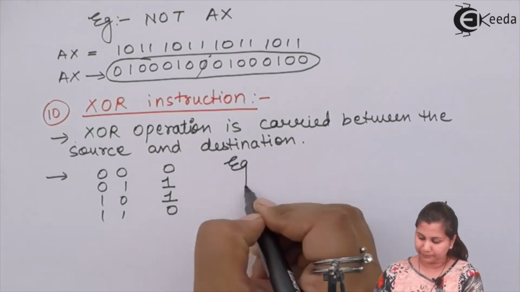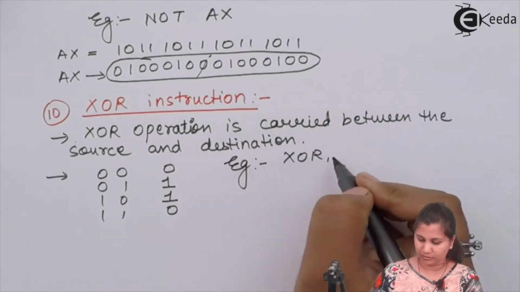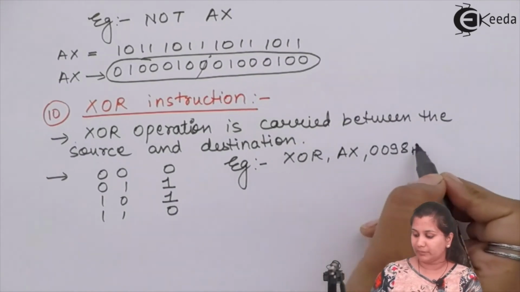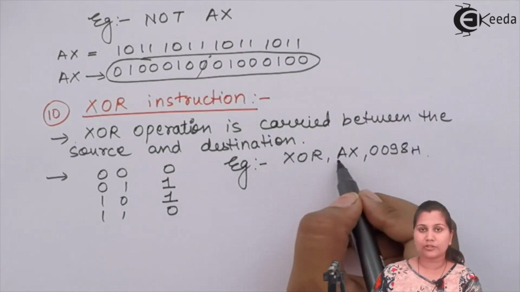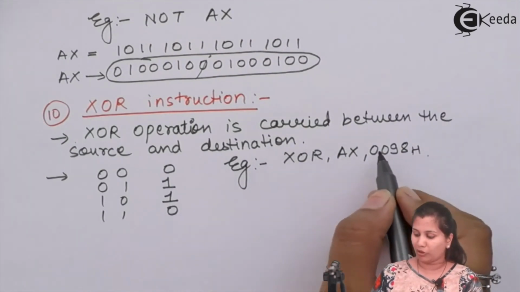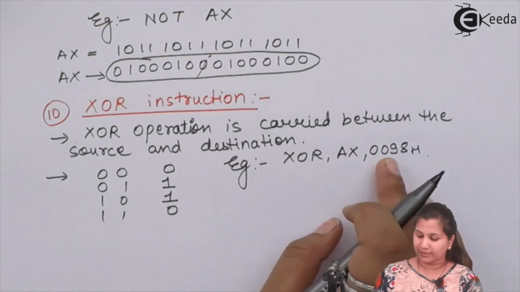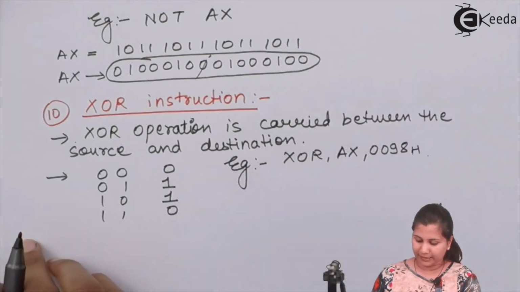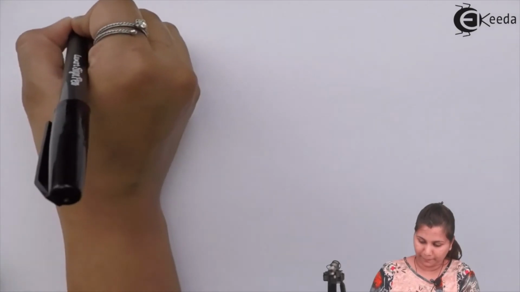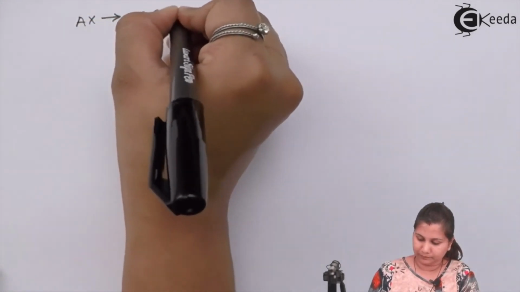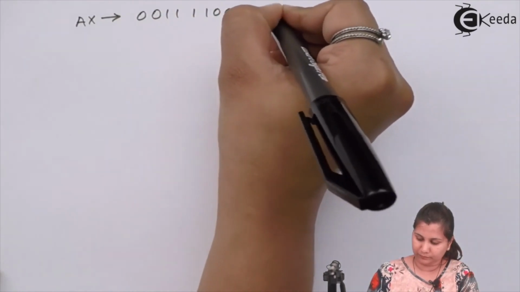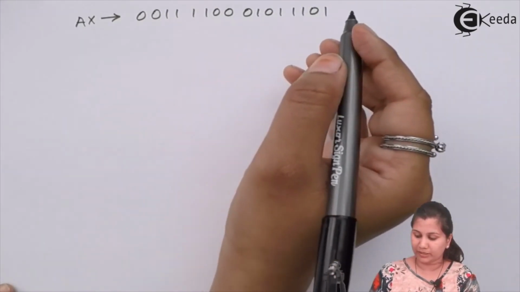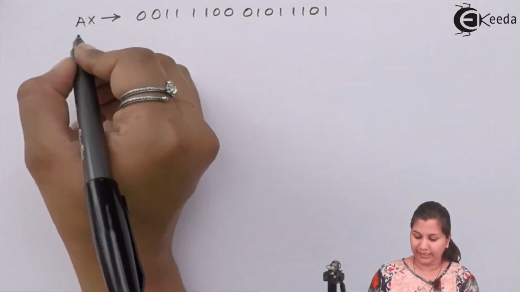If we take an example, XOR AX, 0098H. This is the immediate data, and it will be compared with the contents of the AX register. Both will be logically XORed with each other, and the result of the operation will be stored in the accumulator register. Suppose these are the contents of the AX register. It is a 16-bit register. Now we have 0098.